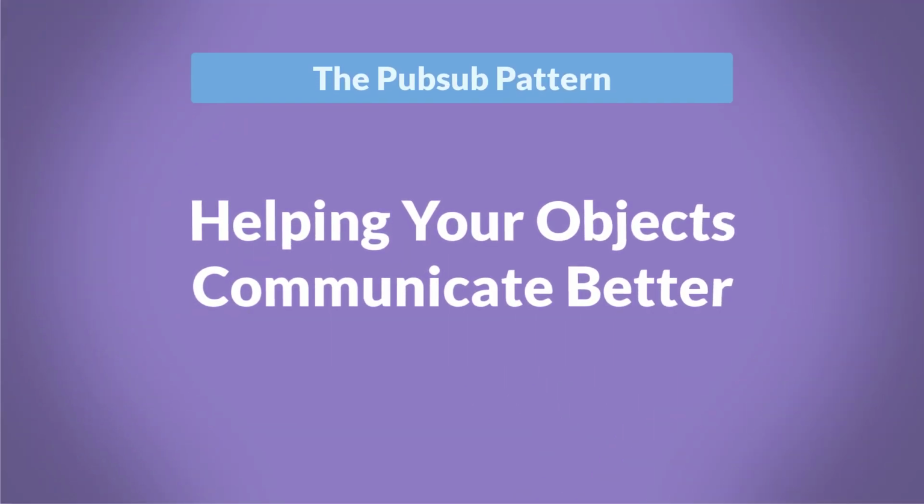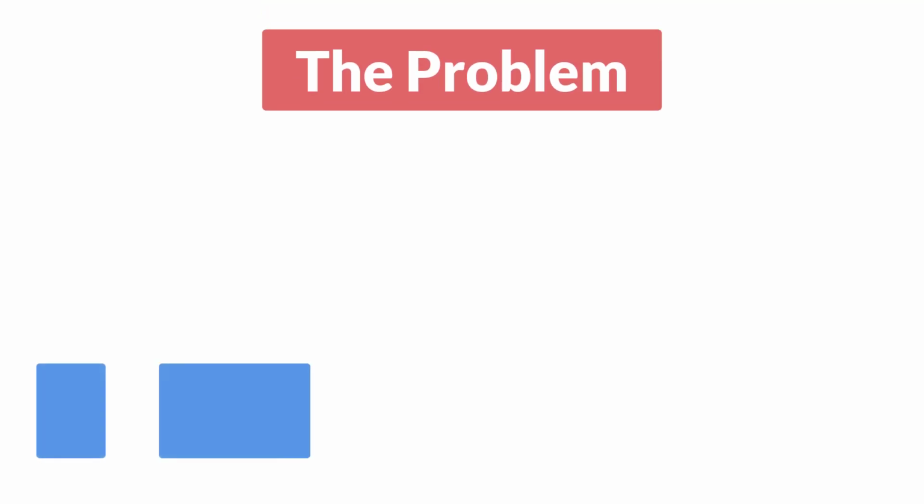The publication and subscribe pattern, or pub/sub pattern, is a really useful way to solve certain problems and make your code easier to work with. Let's start by talking about the problem.